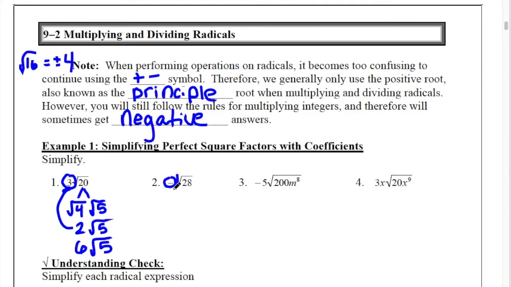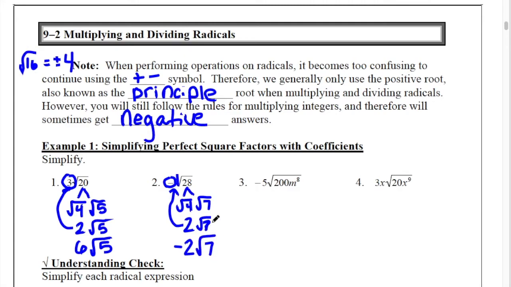Okay, on number 2, it looks like there's no coefficient, but remember that we can always put a 1 there. And so the coefficient on number 2 is actually negative 1. So let's simplify the square root of 28 to the square root of 4 times the square root of 7, which is 2 root 7. And we're going to take the 2 times the negative 1 to get a final answer of negative 2 root 7.